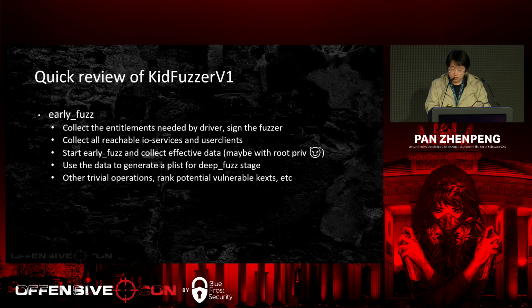I will first do a quick review of version 1 and compare the improvements in version 2. In the early fuzz stage, I collect the entitlements needed by the driver, sign the fuzzer, and collect all reachable I/O services and user clients, because one I/O service will have many different types of user clients. Then I start the early fuzz stage to collect effective data, generate the playlist and provide it to the deep fuzz stage. There are some other trivial operations like ranking potentially vulnerable kexts. So the difference mainly exists in the two yellow line parts.